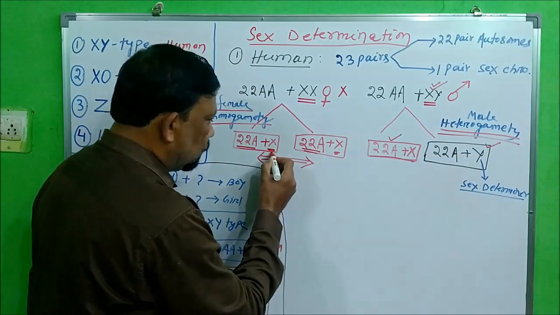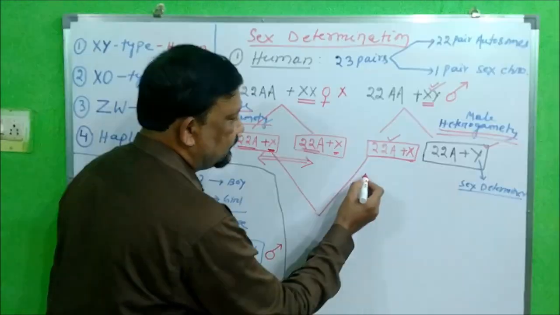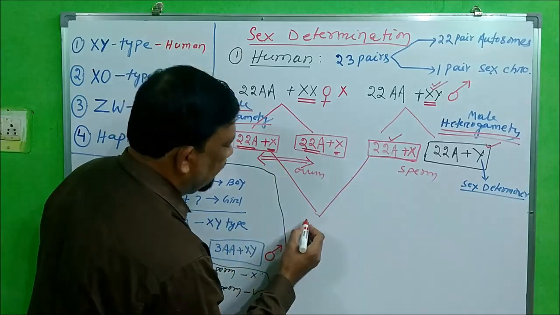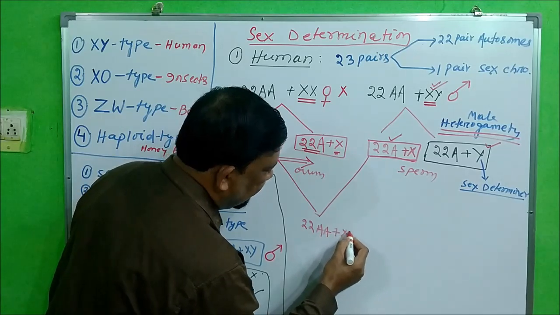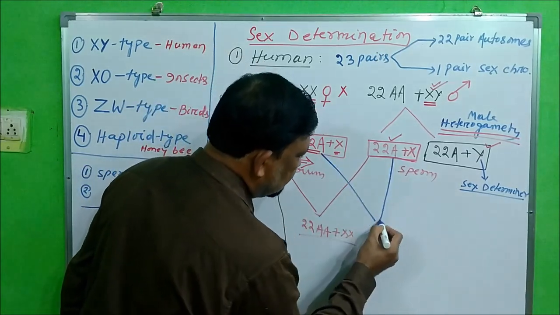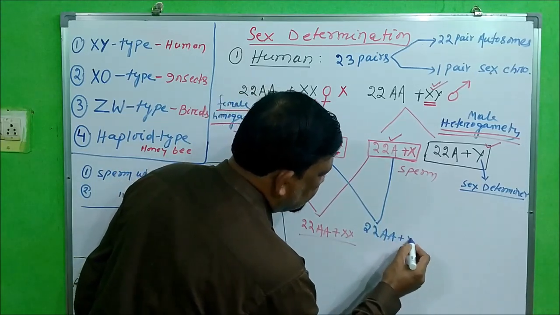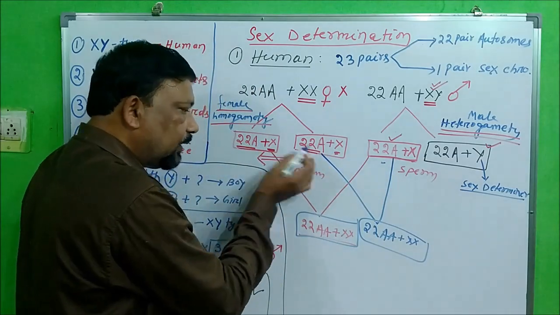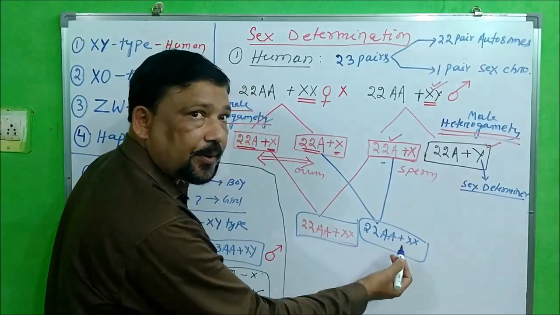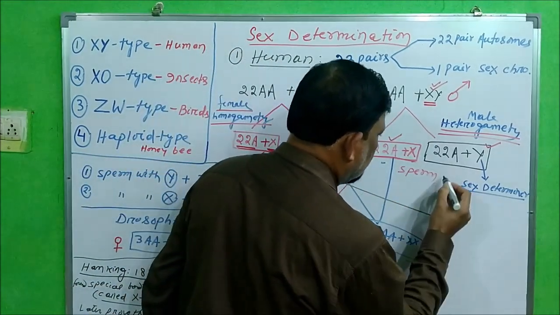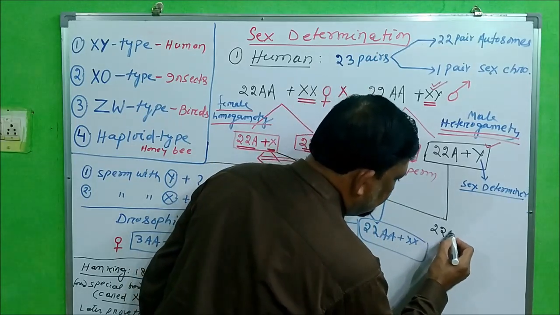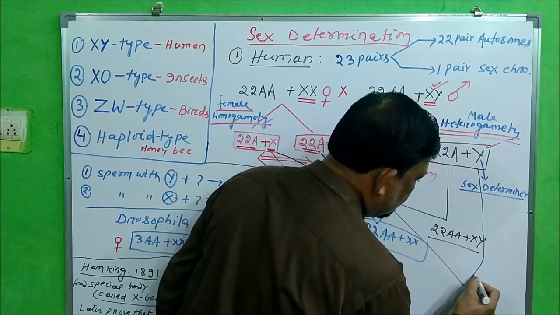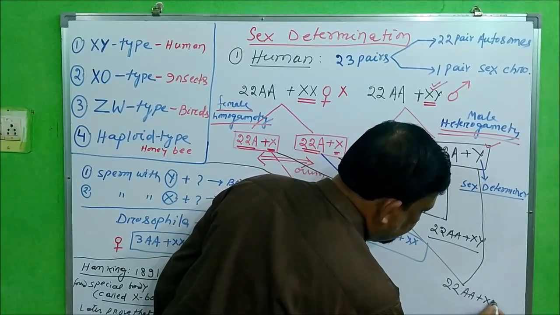Now see, when this ovum combines with this sperm of the male, it is 22AA plus XX. When this combines with this, it is also 22AA plus XX. So if this sperm combines with any of the ova, that gives you a similar type of offspring. When this ovum combines with this sperm, it gives 22AA plus XY, or this one combines with this one, it also gives the same 22AA plus XY.